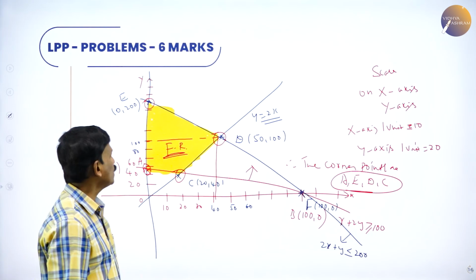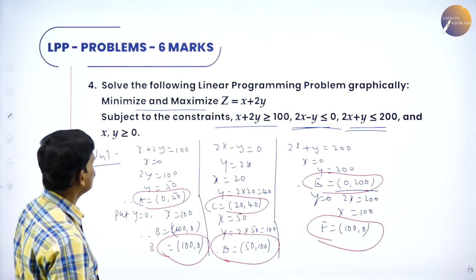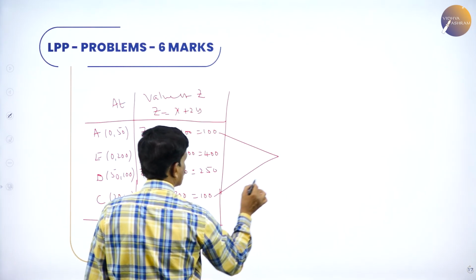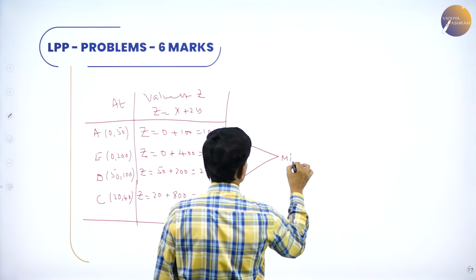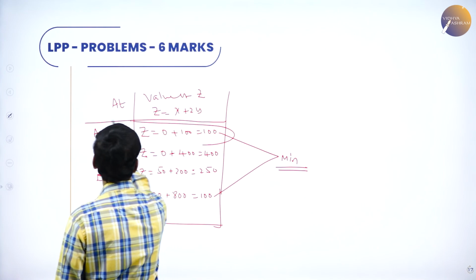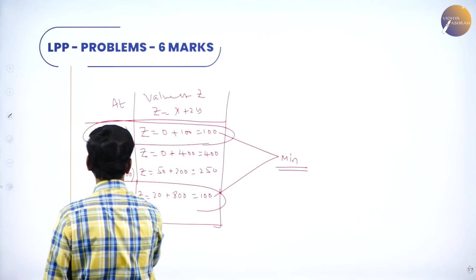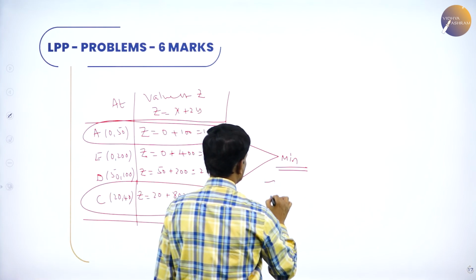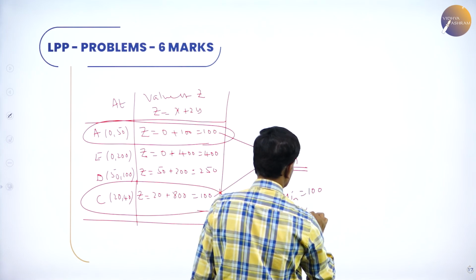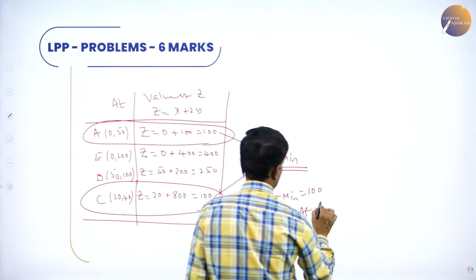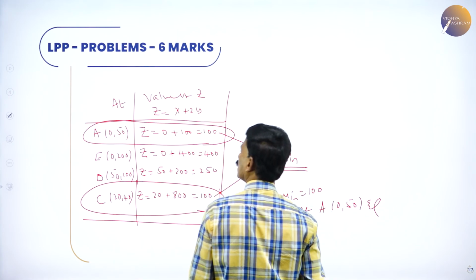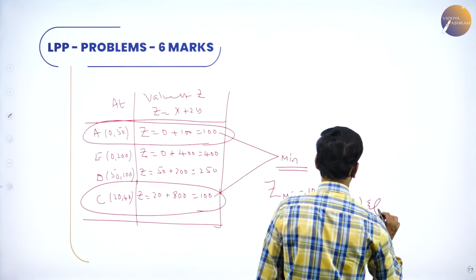Now, what is required to find? What is the objective function? Minimize and maximize. So, the minimum value, there are two minimum values. Minimum values are 100. This is one minimum value, this is another minimum. So, Z minimum is equal to 100 at A 0, 50 and C 20, 40.